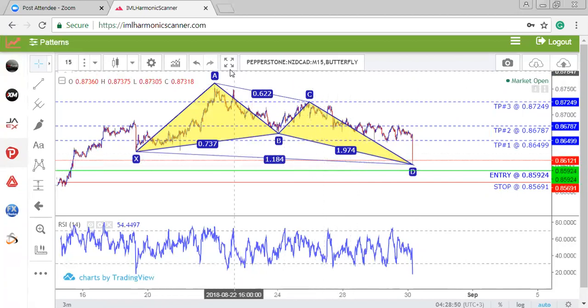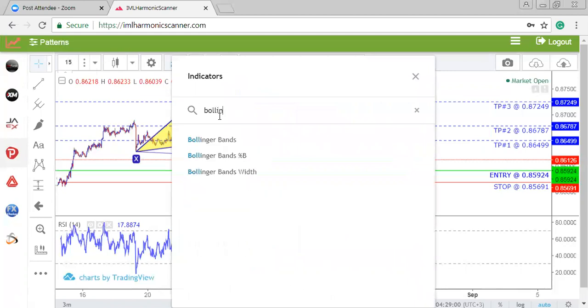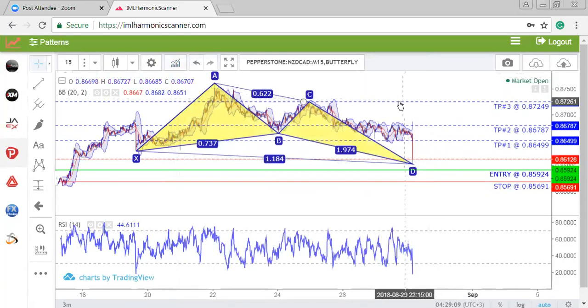And also, I'm going to add on here something called the Bollinger Bands. So I'm going up here to indicators. I'm going to type in just simply Bollinger. All right, and there's Bollinger Bands right at the top. And there it is. And I've therefore put a band around all the candlesticks.